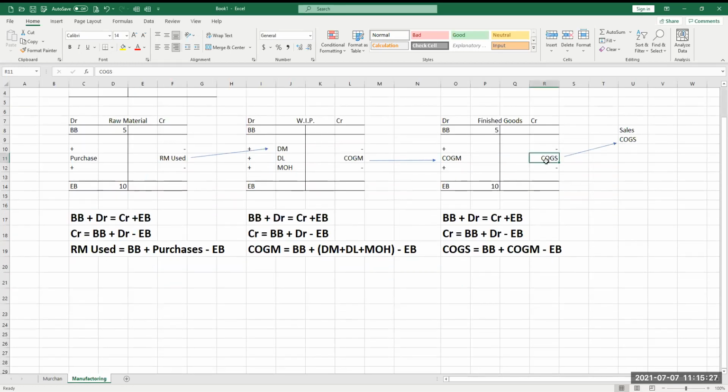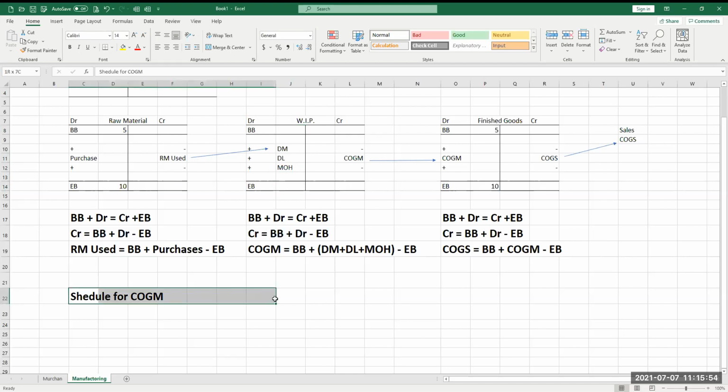Again, in order to get the cost of goods sold, first we have to get the cost of goods manufactured. That's why we have to prepare the schedule for cost of goods manufactured. In order to get this number, first we need three things. Then we need the beginning balance, and then we need the ending balance.